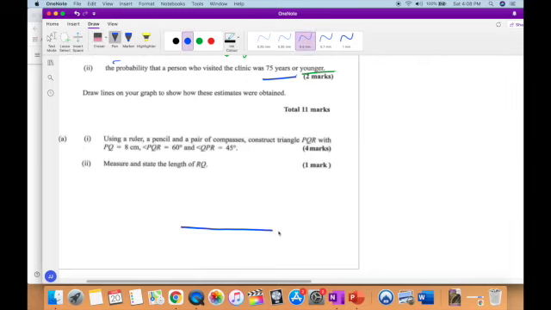So the first thing you should do is draw your sketch. So this is P, Q, 8 centimeters. This here is 45 degrees, and this here is 60 degrees, so it should be a little bit bigger. And I guess they will meet there at R. So the angle QPR is 45, and that's it. And they want you to measure and state the length of RQ. So first you had to construct this and measure and state the length of this side over here. How long is it?